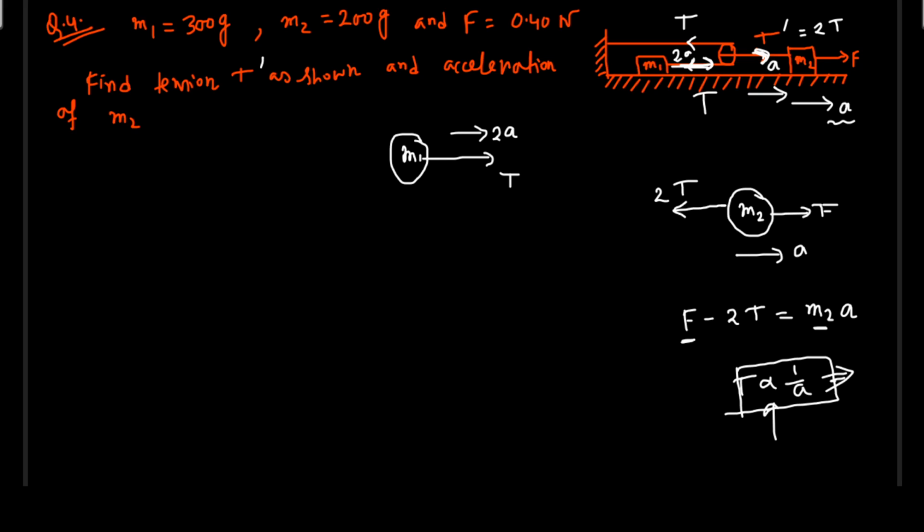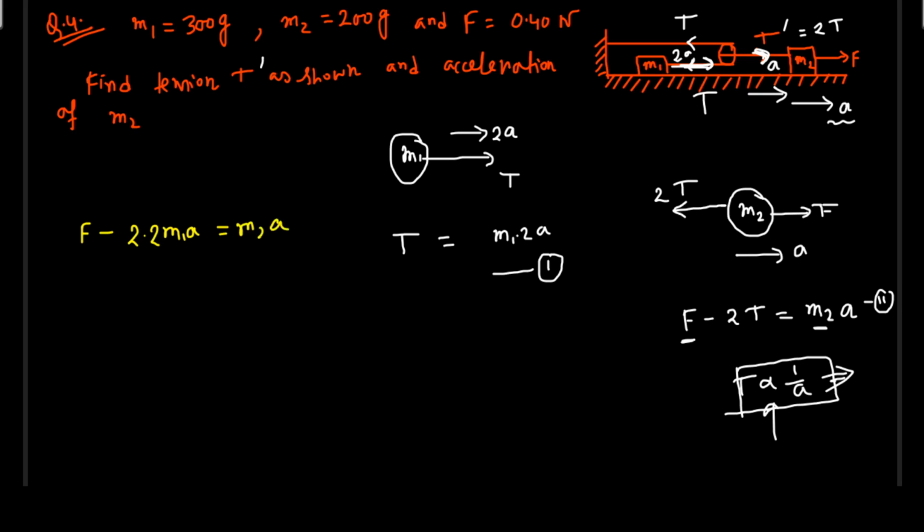So this is the equation. From the diagram, the equation will be T is equal to m1 into 2A. Now if we put this value in this equation, what will we get? We will finally get F minus 2 into T, so 2 into T is 2m1a, and that is equal to m2a.